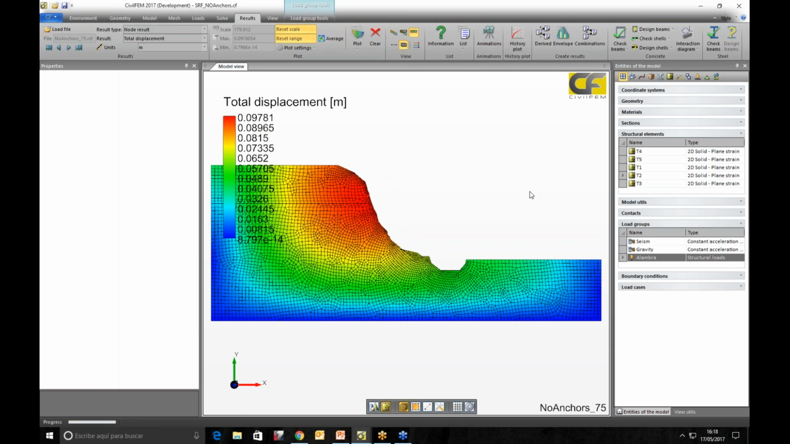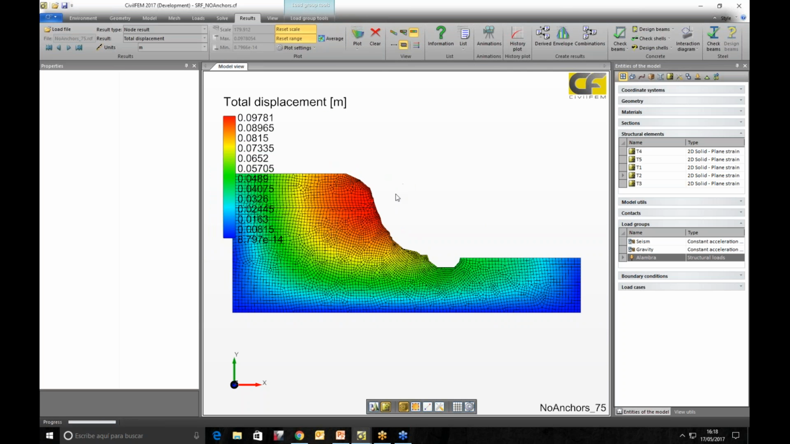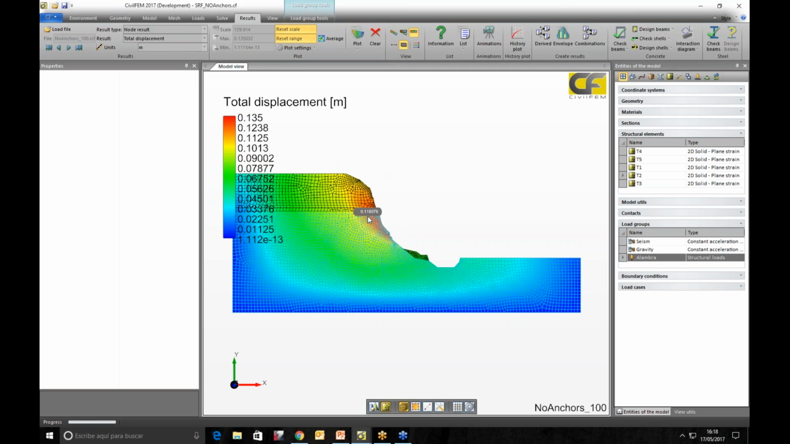If we advance to the last converged step, we can see that the displacement in this part is around 13.5 centimeters, and then instability happens. This instability happens with a factor equal to 1. It means that the safety factor of the slope for this seismic horizontal acceleration is equal to 1. So we can say that this slope has no security, and it should be reinforced.